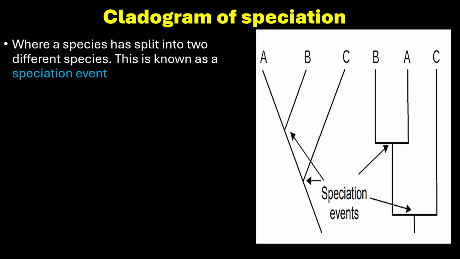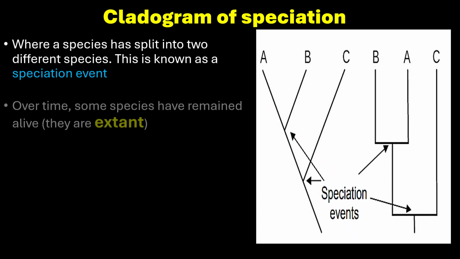What's the meaning? This is the meaning: a species has split into two different species. This is known as a speciation event. So what caused this line to branch into A and B? This line branched into A and B because speciation occurred here. Speciation also occurred here. Speciation also occurred here. And speciation occurred here. All right.